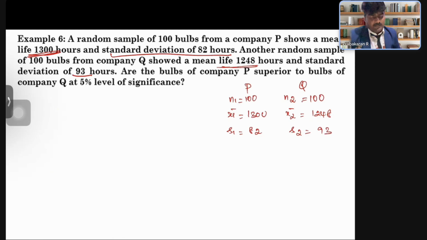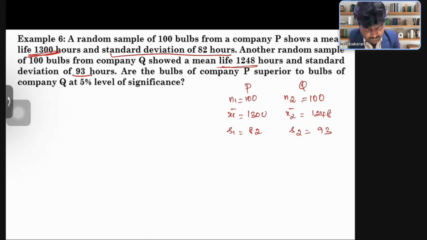So this is the data they have given in the question. Now we are going to compare. First, read the question: are the bulbs of company P superior to the bulbs of company Q? They have asked about superiority in general, but in this specific question they are asking us to find whether P is superior to company Q.